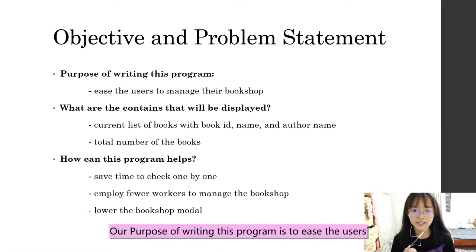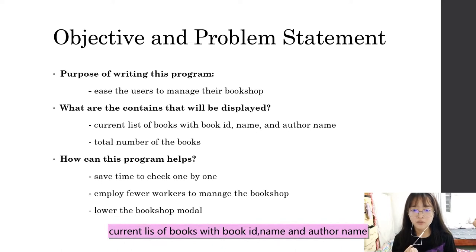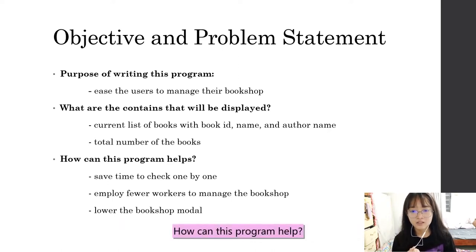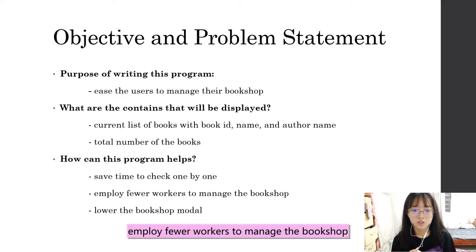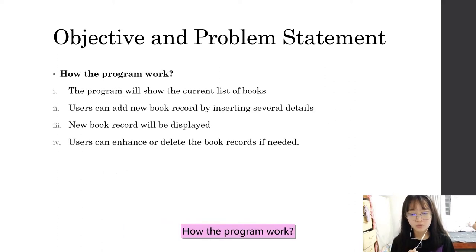Our purpose of writing this program is to ease the user to manage their bookshop. The current list of books with book ID, name, and author name, and also the total number of the books will be displayed. How can this program help? It helps to save time checking one by one, employ fewer workers to manage the bookshop, and also lower the bookshop cost. How does the program work?